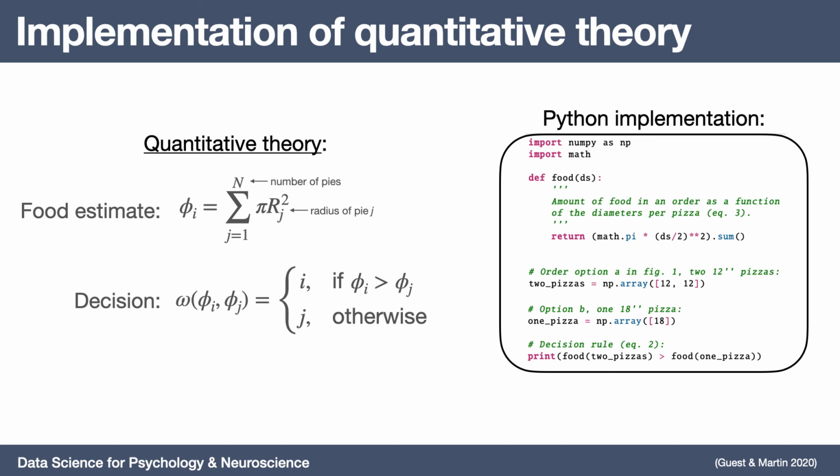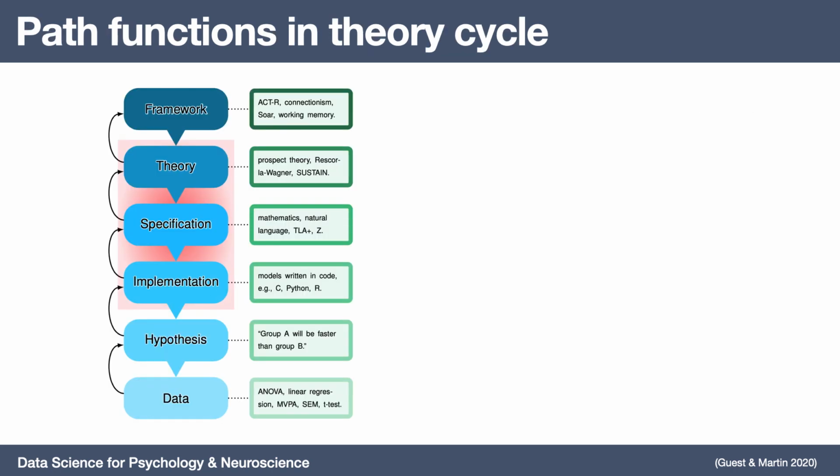You can share this Python code with other people, and people already have access to your theoretical model, which is harder to do if you rely on the informal, more verbal-based theories. Guest and Martin then say, we need to rethink the path by which a theoretical cycle is implemented. So this is an expansion off of the theory cycle proposed by Van Rhee and Baggio.